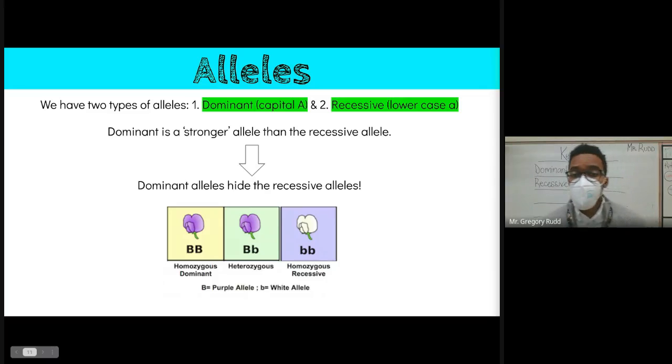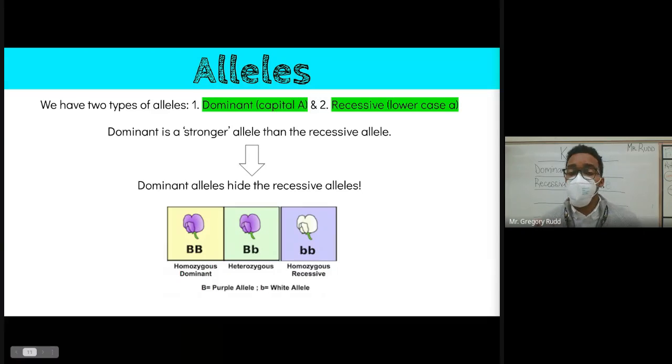Okay, so the most important thing on this slide to remember is that the dominant allele is stronger than the recessive allele. That's why we use the word dominant. What this means is that if they both appear, remember, we're getting one allele from each parent. So if they both appear in a combination, the dominant allele takes precedence. The dominant allele is what is actually going to be expressed.